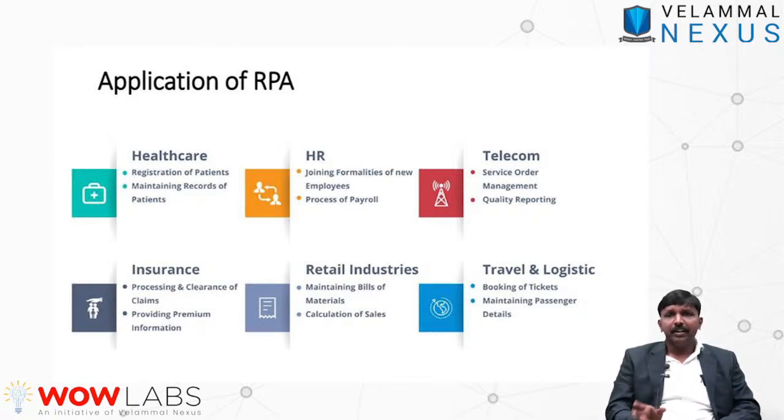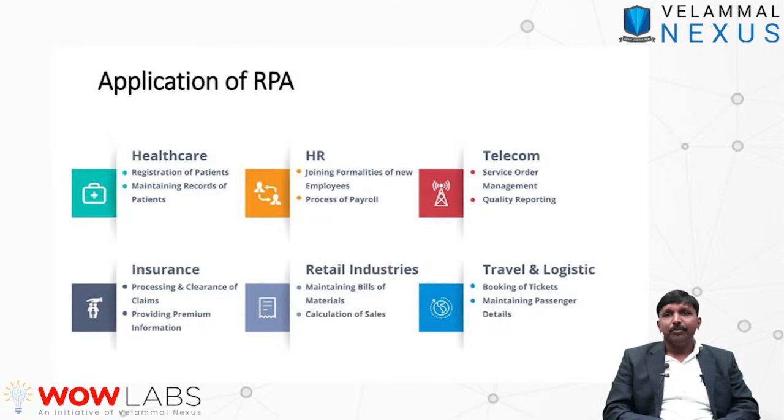Then, the telecom industry. The telecom industry has grown like anything nowadays, right? So, it is taking the help of RPA, taking service orders. Whatever service order is given by the vendors will be taken by RPA to manage everything, and then the quality reporting. What are the issues, and what is the actual quality of each and every service provided to the customers or the public, will be recorded and reported by RPA in the telecom industry.